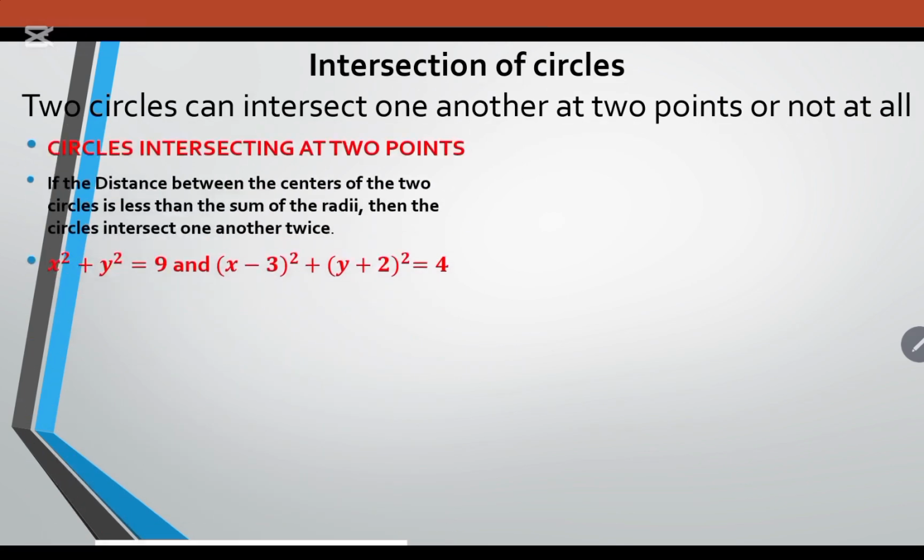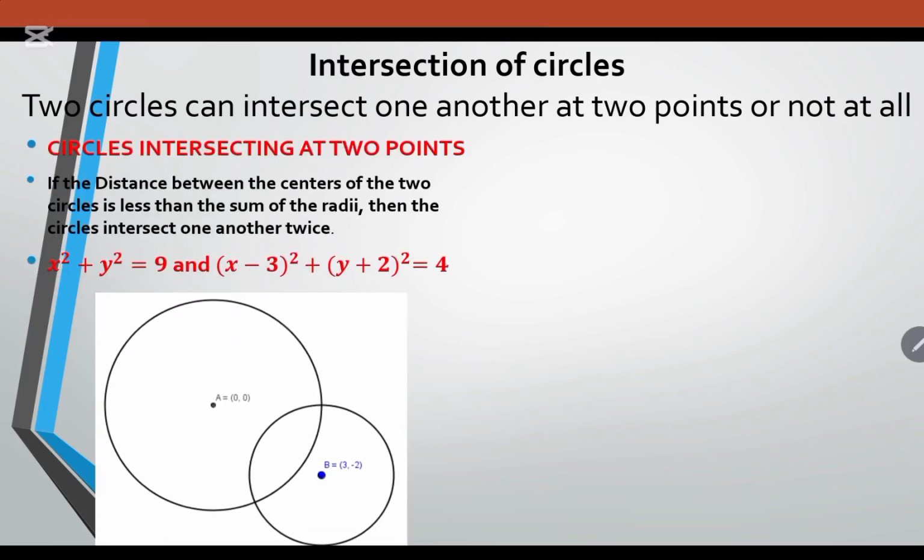If the distance between the centers of the two circles is less than the sum of the radii, then the circles intersect one another twice. So let's look at the demonstration. Here are two circles intersecting each other. Now, what does this mean in terms of what we just read?